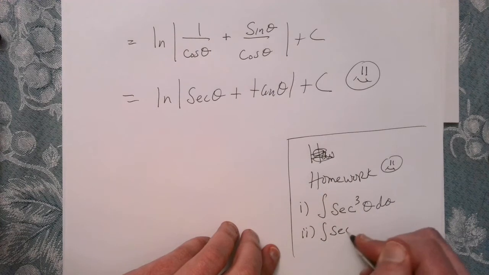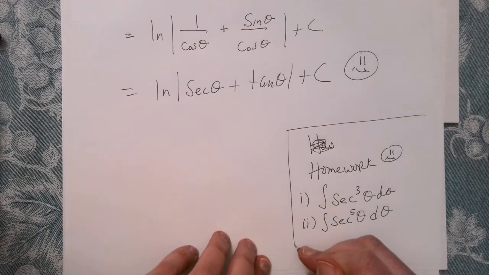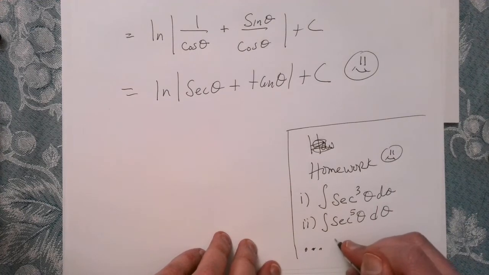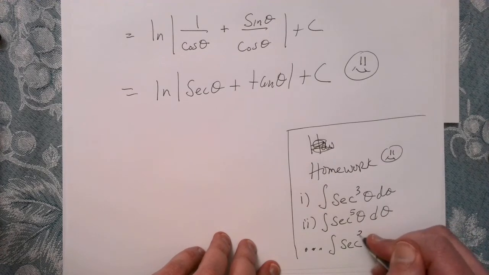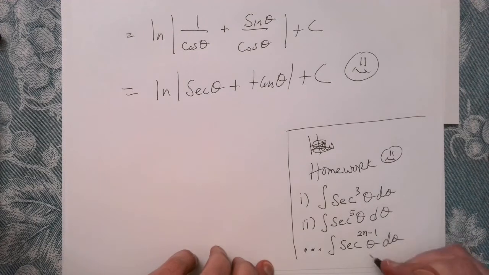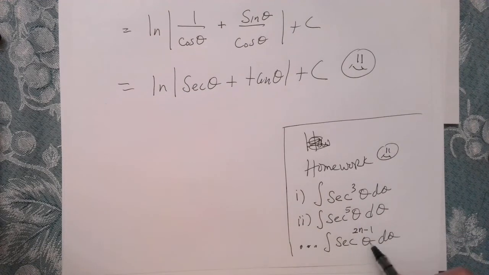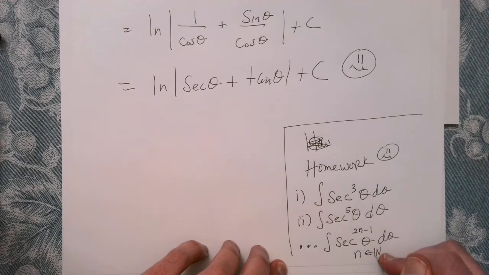Be interested to see if anyone does this. And then can you come up with a formula for the integral of secant of (2n minus 1) theta d theta? So secant to odd powers. And let's say n is a natural number.